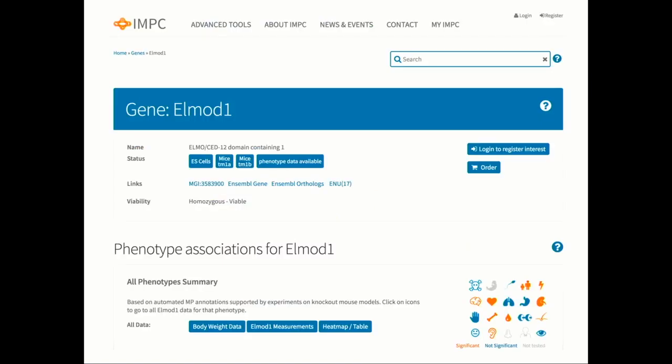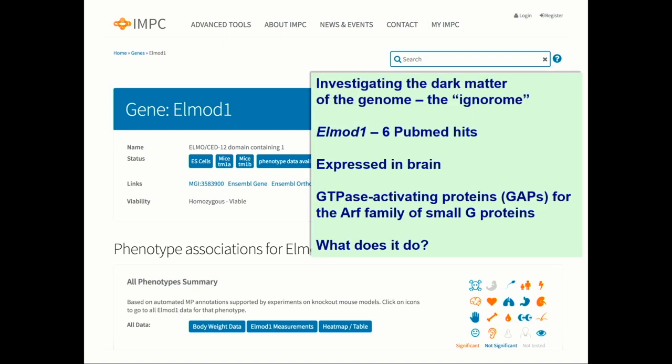As an example of this, and to show the type of data that's available on the portal, I'll just show this gene, LMOD1. You probably, no one in the room has heard of this gene before, because if you go to PubMed and search for it, there's only 6 PubMed hits, and all we know about it is it's expressed in the brain, and it's part of this GTPase activating proteins for the R family, but we really don't know what it does until we run it through the phenotyping pipeline.